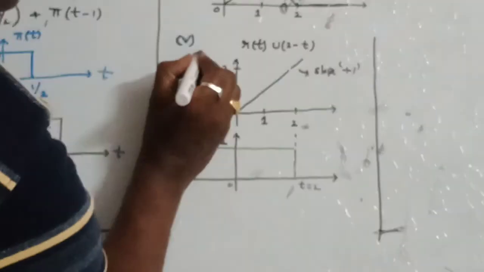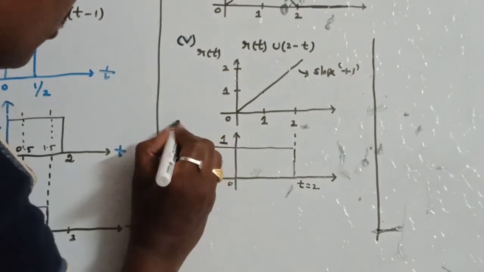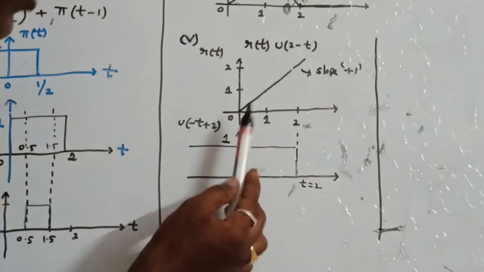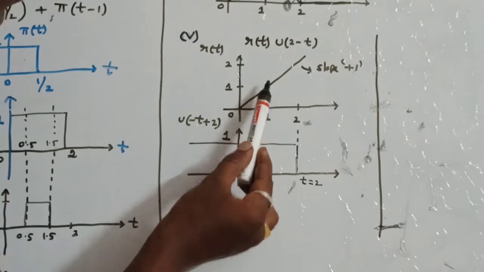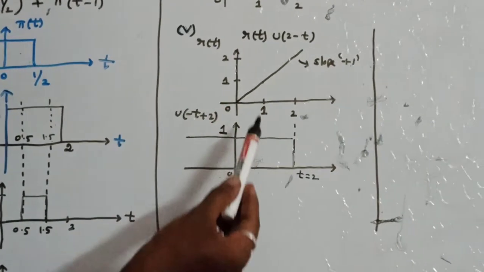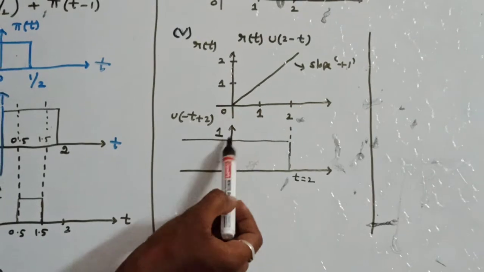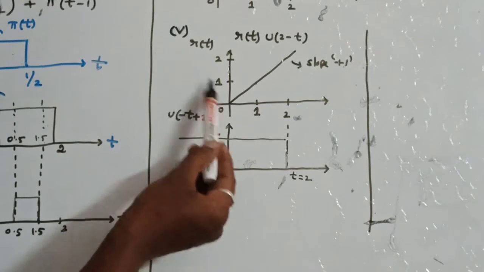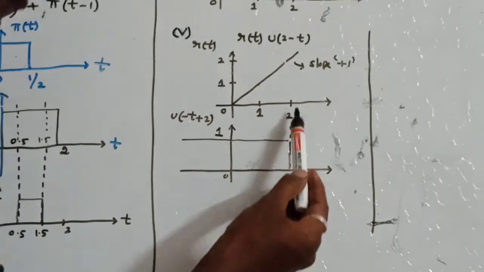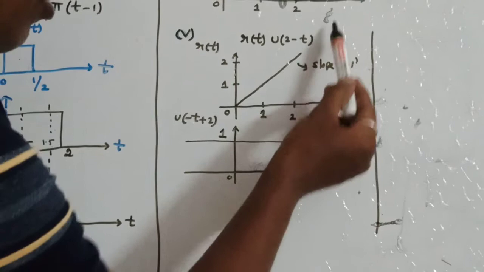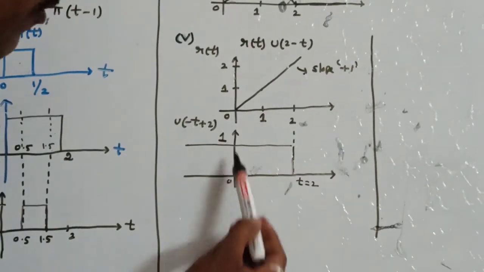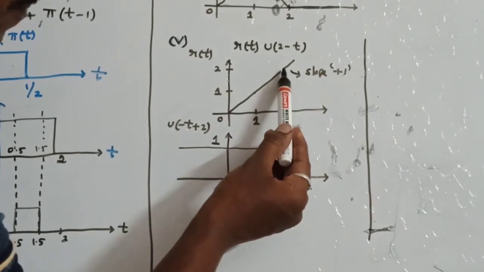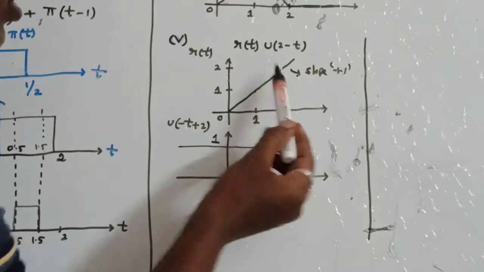The first one is R of t. The second one is u of -t plus 2. If you multiply both of them, you can see clearly that ramp multiplied by 1 is ramp. Anything multiplied by 1 is the same thing. To the left side, 0 multiplied by anything is 0. So after t is equal to 2 onwards, any waveform multiplied by 0 is 0. So the waveform will come only during the interval 0 to 2. During the interval 0 to 2 there is a ramp multiplied by 1, so the ramp will remain.